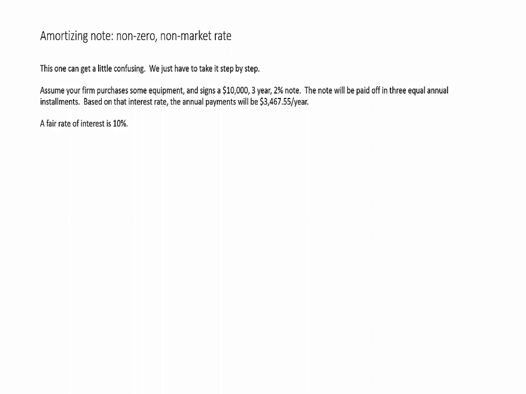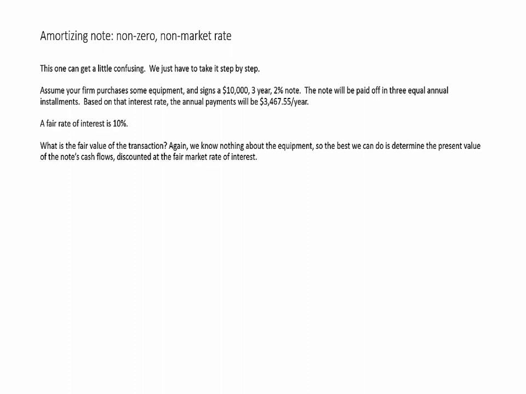Let's assume that a fair market rate of interest is 10%. Now again, this is a non-cash transaction. No cash is changing hands, and in the case of a non-cash transaction, we ask what value we assign to the transaction, and it's always the same answer: the fair value given or the fair value received, whichever is more clearly determinable. Now we don't know anything about the equipment, so the best thing we can do is determine the present value of the note's cash flows discounted at the fair market rate of interest.